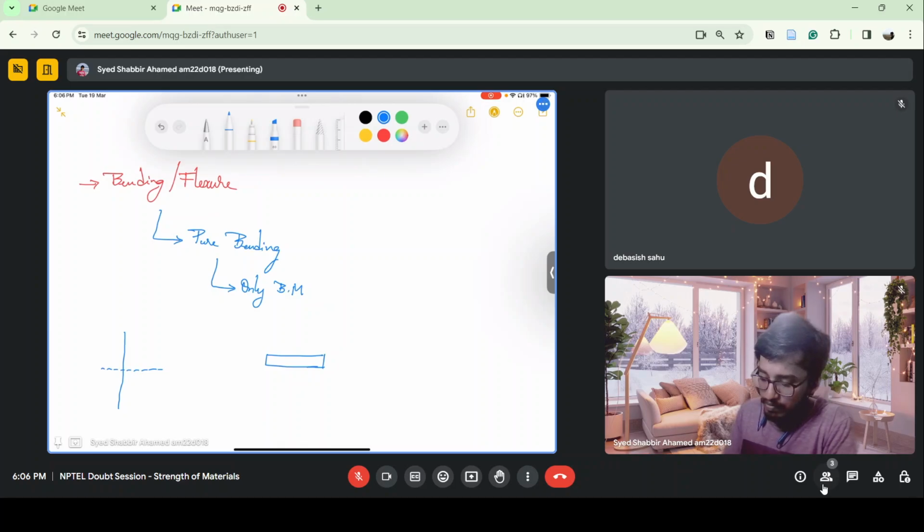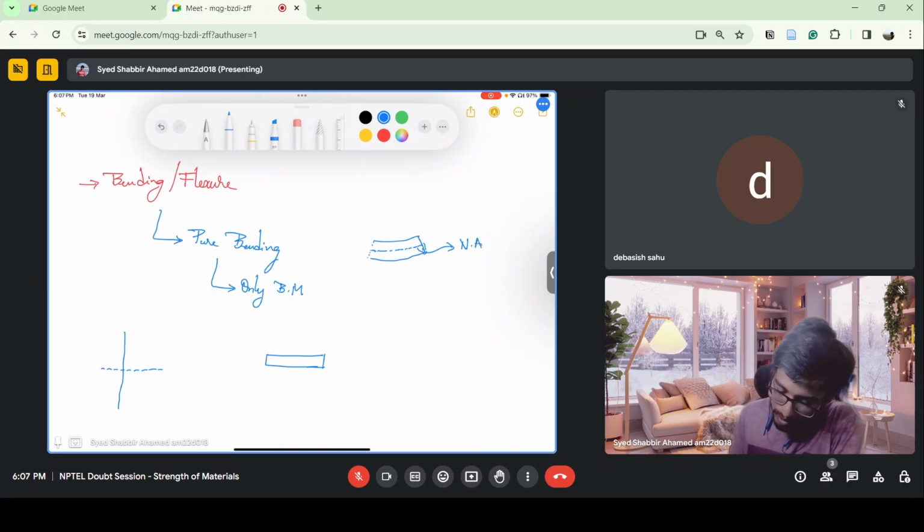We have seen how we get the bending strain, and using the deformation, how we get the bending stresses, and how we get the flexure formula, whatever was discussed. And we have seen that whenever a beam bends like this, there is an axis which doesn't deform, which is called the neutral axis.